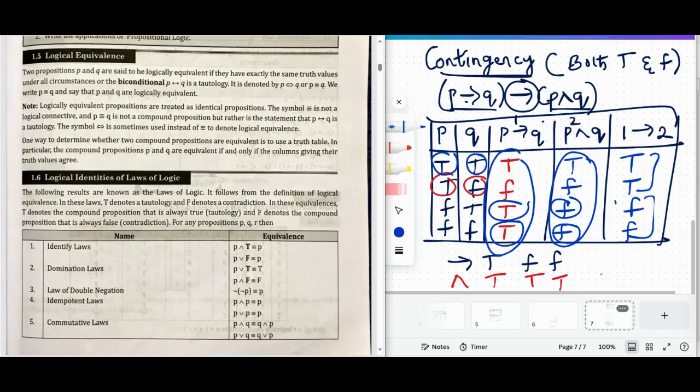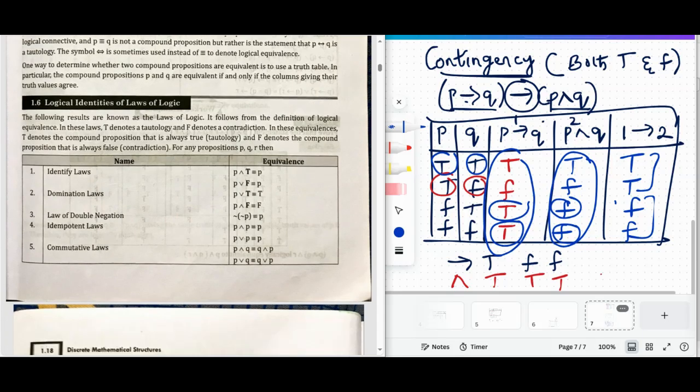Okay, so the next one is logical equivalence. What is meant by logical equivalence? Whenever you prove that LHS is equal to RHS in a logical condition, LHS equals RHS, or RHS equals LHS, it is called logically equivalent. It is represented by three lines, and it is even represented by a double arrow mark.